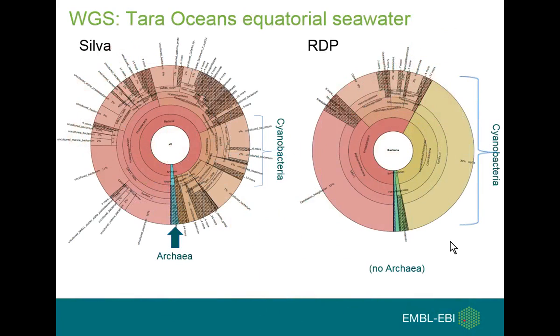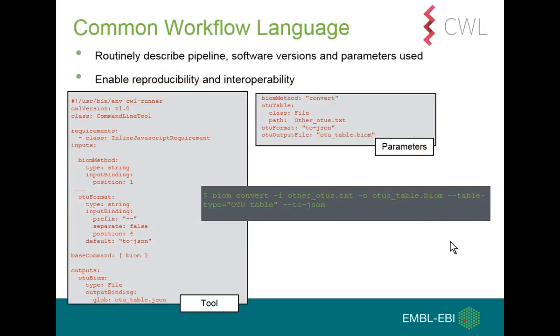Here's another example. That one was previously on an amplicon data set that was a brown bear microbiome. Here we've got ocean samples, SILVA versus RDP. They've got very different levels of cyanobacteria. SILVA pulls out archaea. RDP doesn't. That's because RDP doesn't actually have archaea in the database, and they have a very different view about the taxonomy of cyanobacteria.